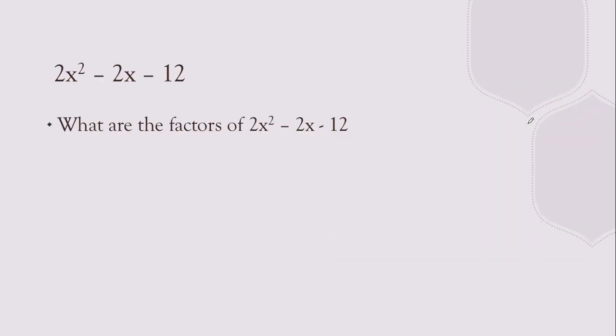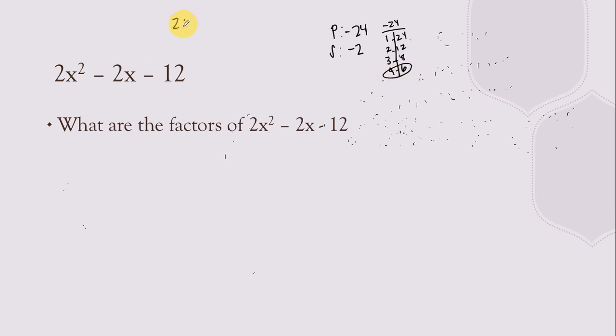Let's try another one. I want to figure out the factors of 2x squared minus 2x minus 12. We can use the AC splitting method. We would multiply A times C, so the product of negative 24, the sum of negative 2. So I'm trying to figure out what two numbers would multiply to give me negative 24, but add to get me negative 2. So I know the bigger number would be the negative.